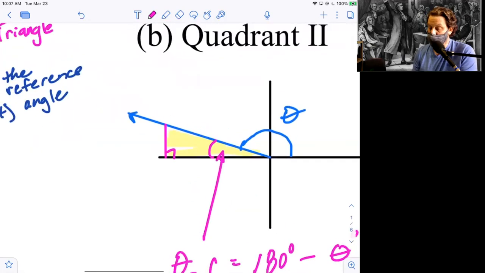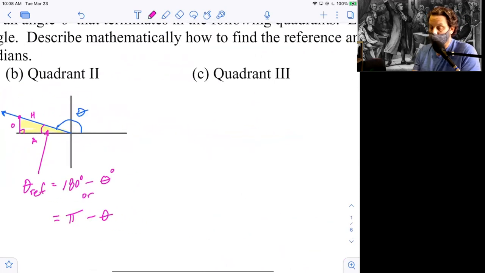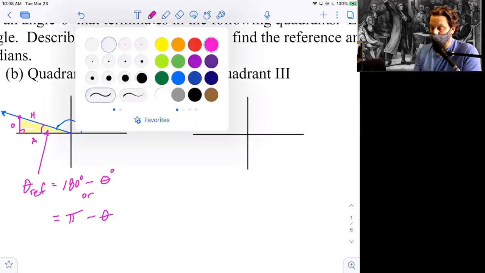Okay, now again, if you look opposite the reference angle, you have O, opposite, vertical, and adjacent, horizontal. So again, notice that the opposite is still the vertical and the adjacent is still the horizontal. That's going to be consistent, because the reference angle for us is always, always the central angle. Okay, quadrant 3, same idea. If I terminate in quadrant 3, let's see what that looks like.